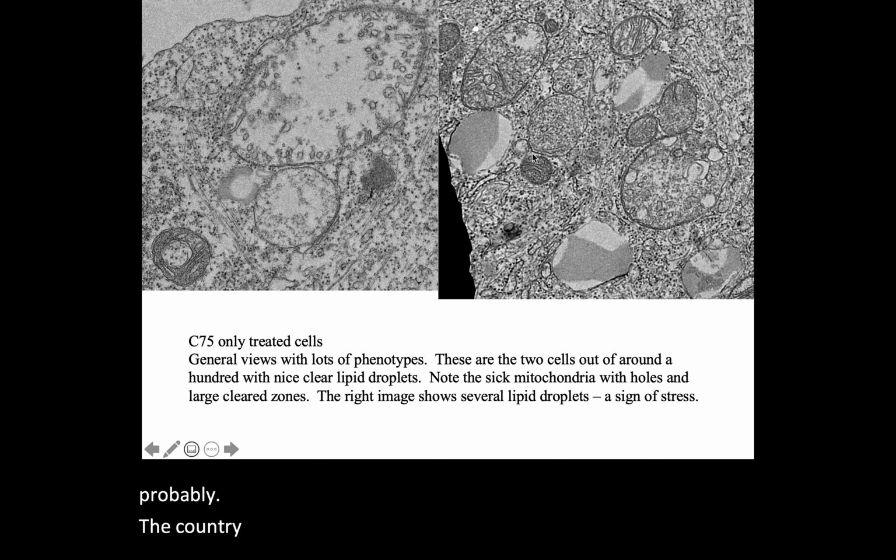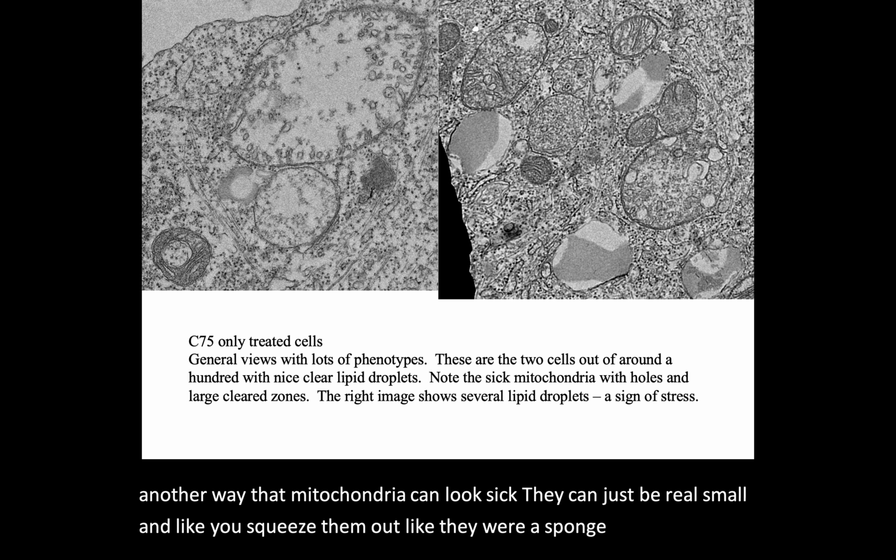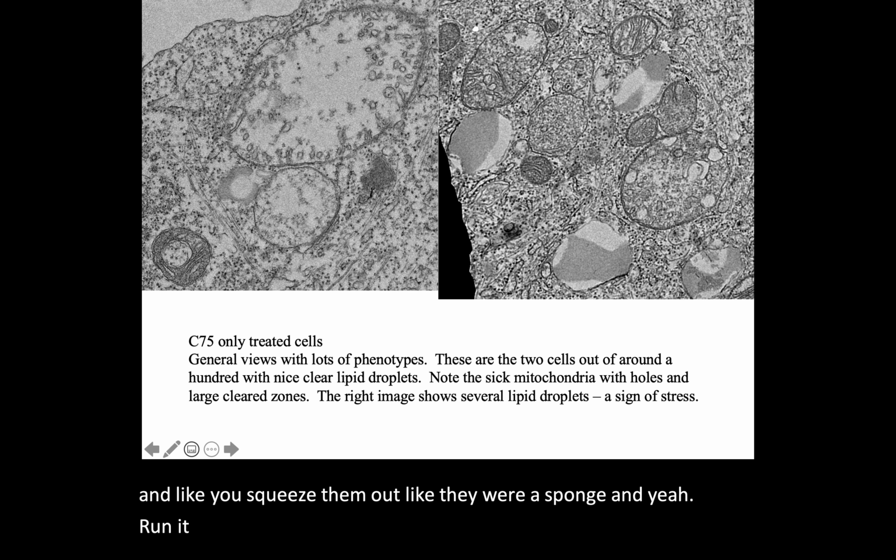These are little tiny condensed mitochondria. So this is another way that mitochondria can look sick. They can just be real small, like you squeezed them out like they were a sponge and wrung it dry. You see these guys?